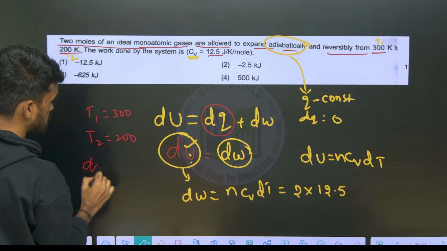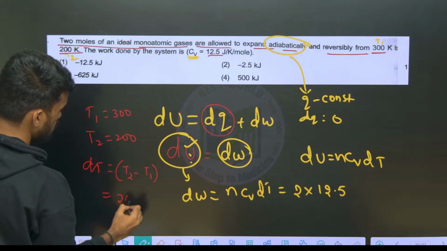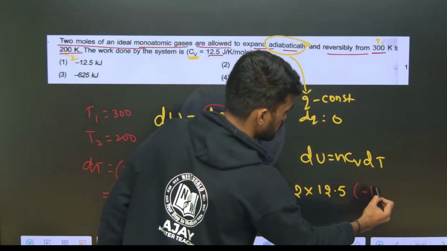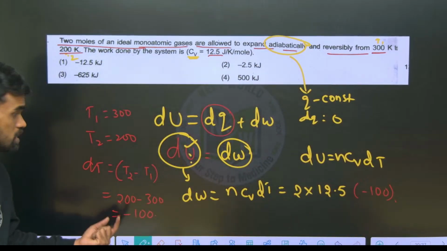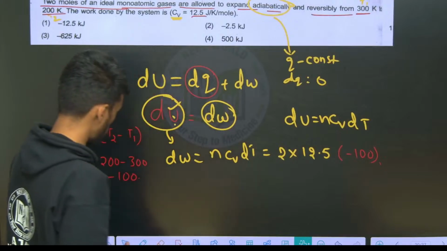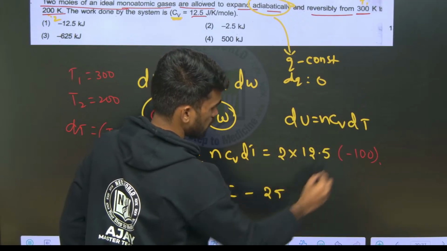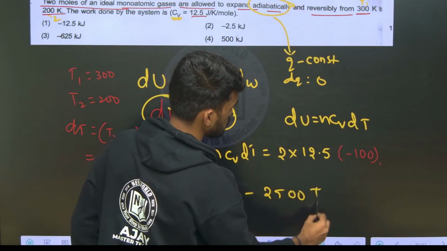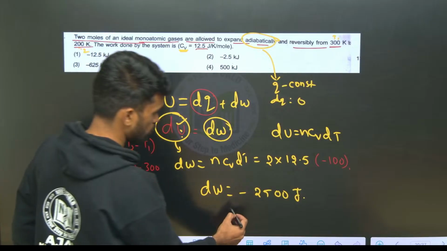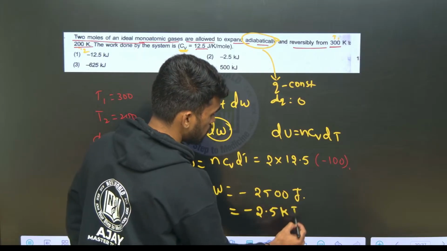So what happens to this dT? dT will be T2 minus T1. It means T2 is 200 minus 300, so this will be minus 100. So substitute here the dT value minus 100. Hope this is clear why I am doing this separately, just to make you clear about this dT value. Put it here so that you get dW as minus 25 into 100 joules. So we got our answer in joules, but they are asking in kilojoules. You can divide by 1000, so that minus 2.5 kilojoule will be your answer.